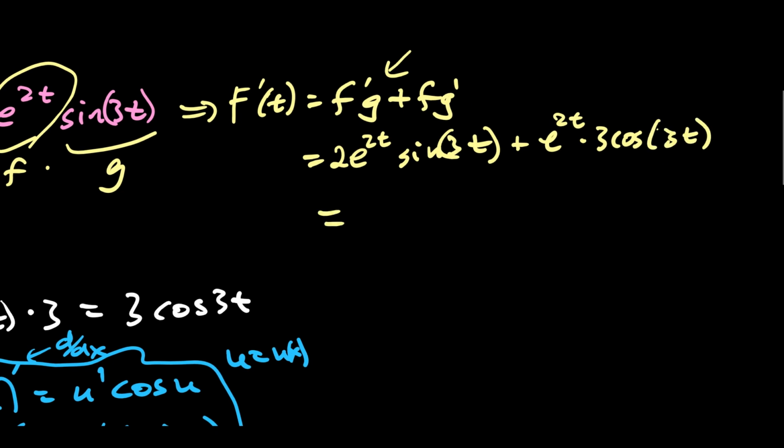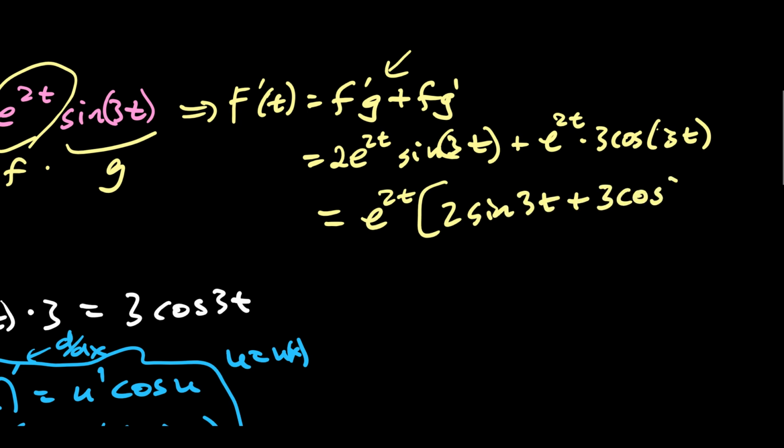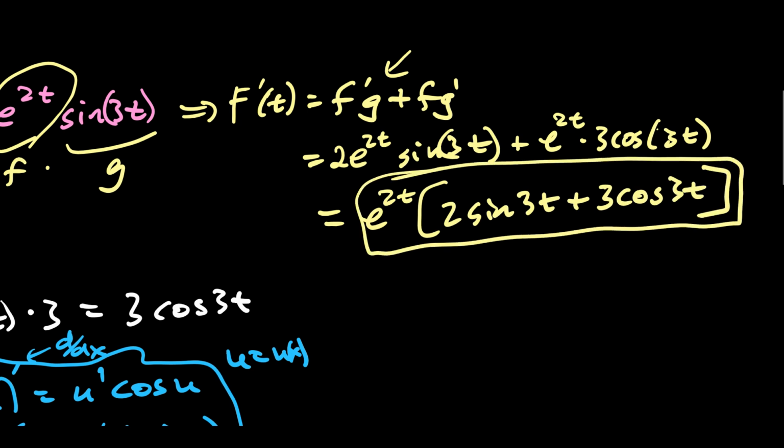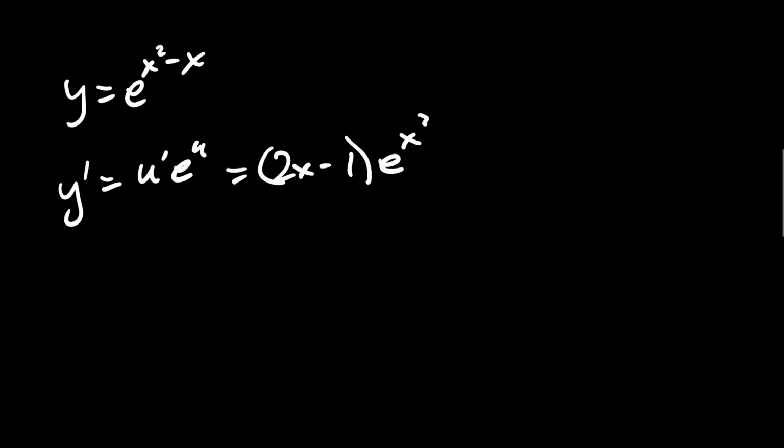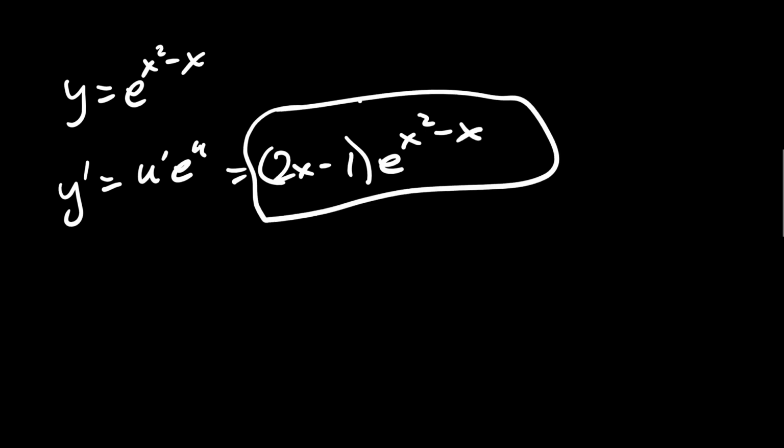And so what do we get here? Can we do anything with this? Yeah, e to the 2t, and then it's 2 sine of 3t plus 3 cosine of 3t. You don't need the parentheses really. And there we have it. Let's try another one. Try this one. So y prime is u prime e to the u. So this would give us 2x minus 1 times e to the u, which would just be e to the x squared minus x. And there you go. You just leave it like that. So that's a little start on how to do these.